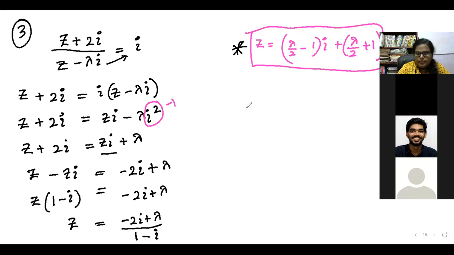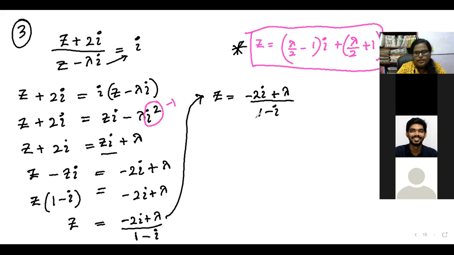So that means you have to form this complex number z in a plus ib format, right? So what you have to do is multiply both up and down by the conjugate of the denominator. Here the denominator is 1 minus i. So you have to multiply by the conjugate, that means 1 plus i, both sides. Right? So after that you can simplify this one.